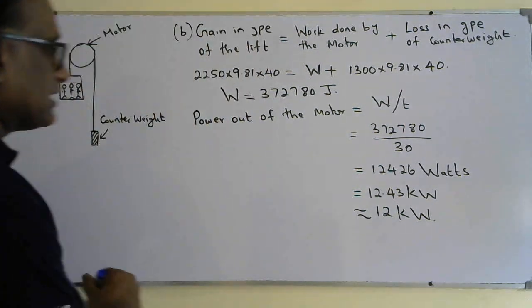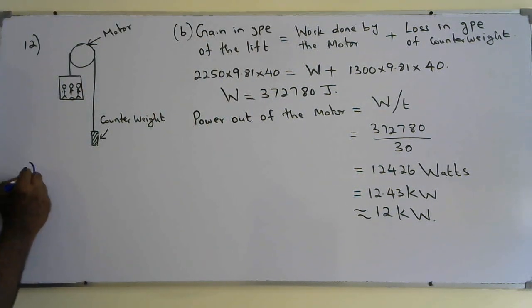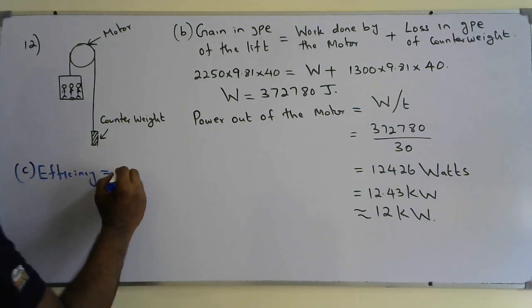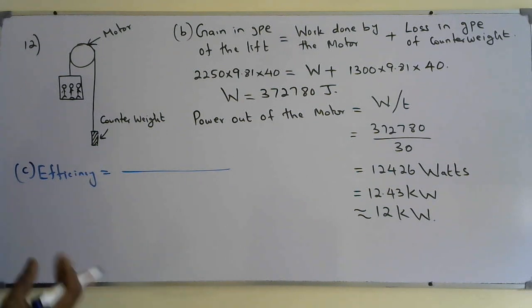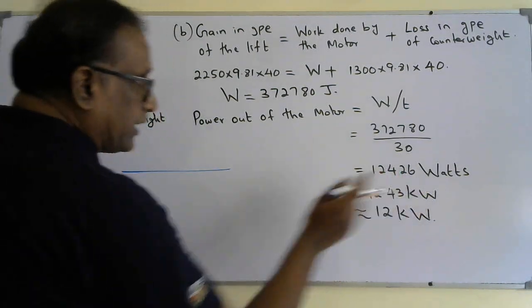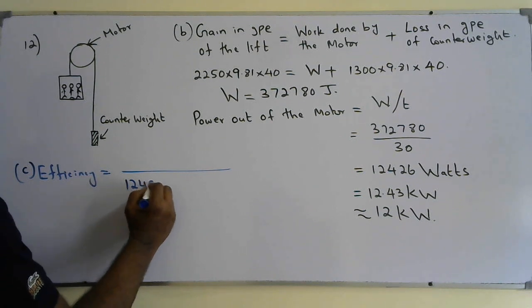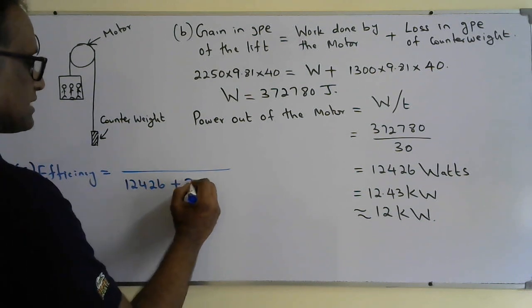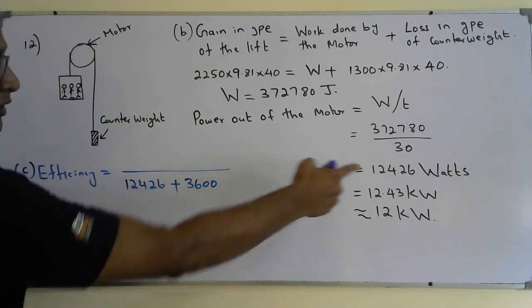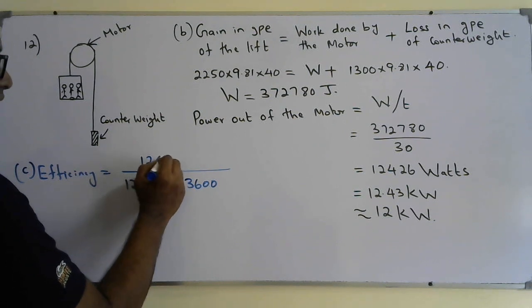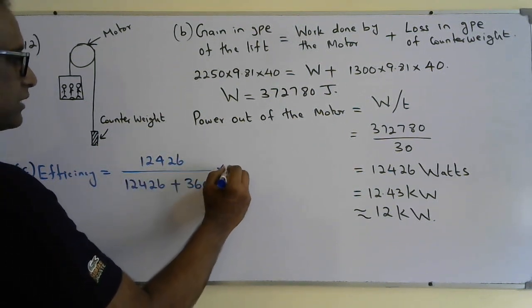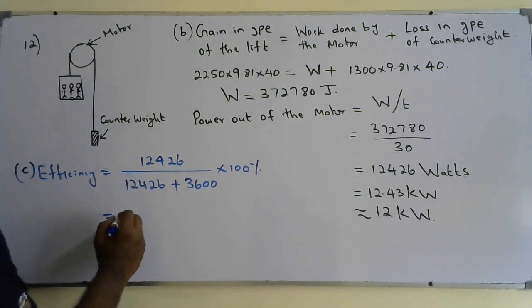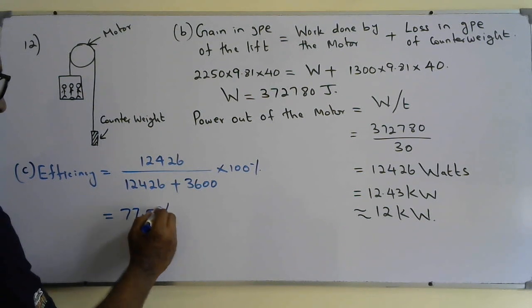So efficiency is the question. I'll do the C part here. Efficiency equals useful output power over total input power in the form of electrical power, which is 12,426 watts plus the power wastage, which is 3600 watts, all times 100%. So the final answer will be 77.5%.